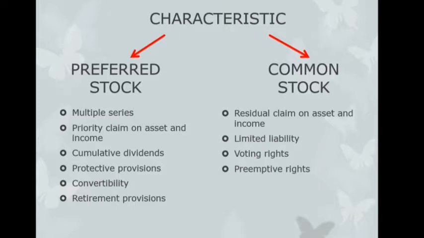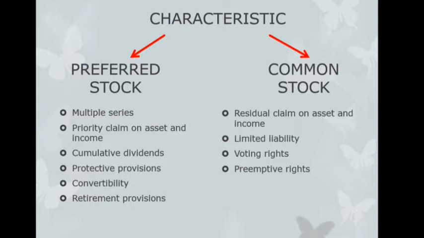The next characteristic is voting right. Most often, common stockholders are the only security holders with a vote. Common shareholders are entitled to elect the board of directors and approve any change in the corporate charter. Voting for directors and charter changes occurs at the corporation's annual meeting.